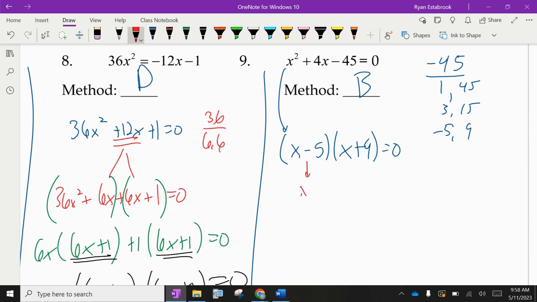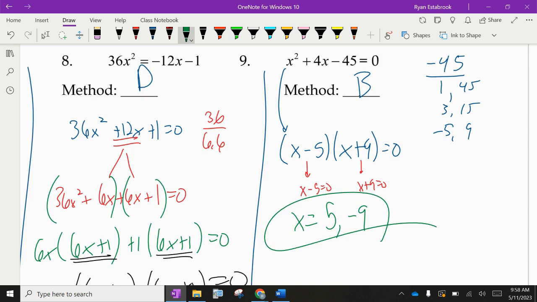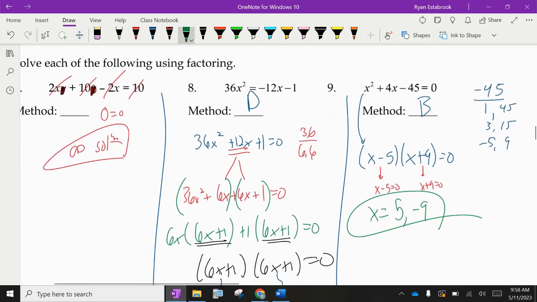But again, in the equals 0, we're looking to solve. So set this x minus 5 equals 0. I'd say each part equal to 0. Also set the x plus 9 equal to 0. So what answer do you get from the first one? Positive 5. The other one, negative 9. And there are our solutions. So factoring and then factoring to solve.